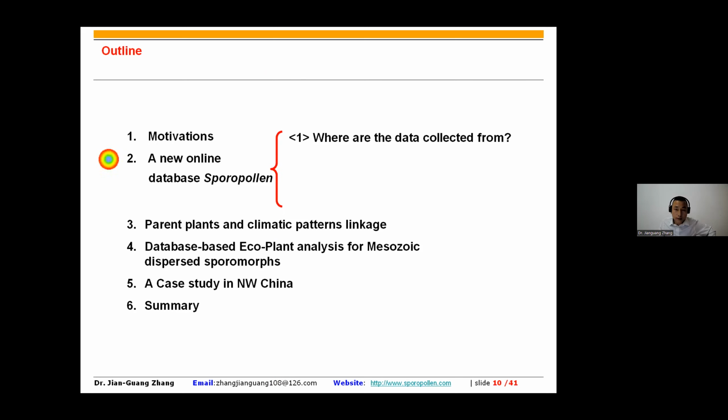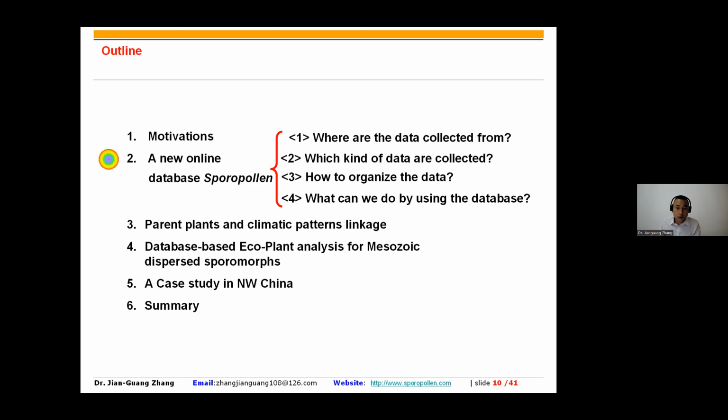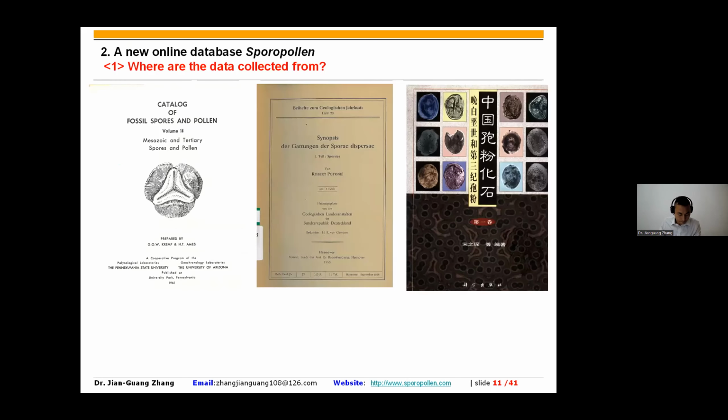Where are the data collected from? Which kind of data are collected? How to organize the data? What can we do by using the database? Most of the data are collected from published books and papers so that they are reliable. And for those collected data, most of them are in English, Chinese, and German.